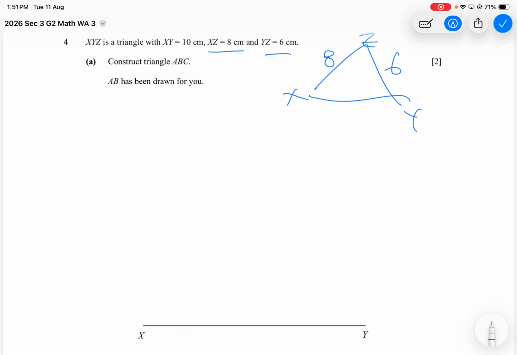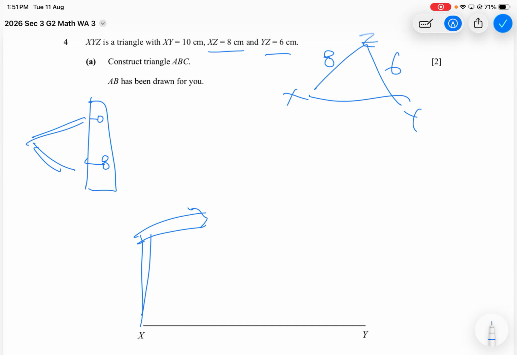My 8 cm. I place my compass on a ruler. Make sure it is 8 cm. Then I put the center at X. Then I draw an arc. Every point here is 8 cm from X. Then I know it is 6, so I want a 6 cm.